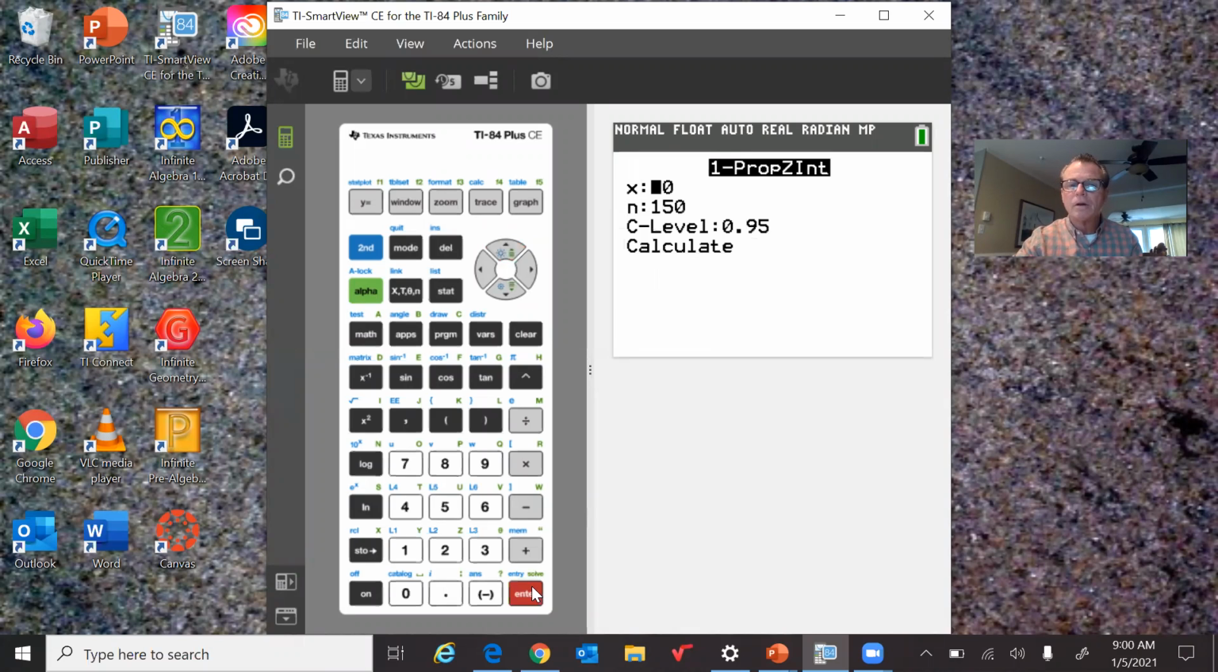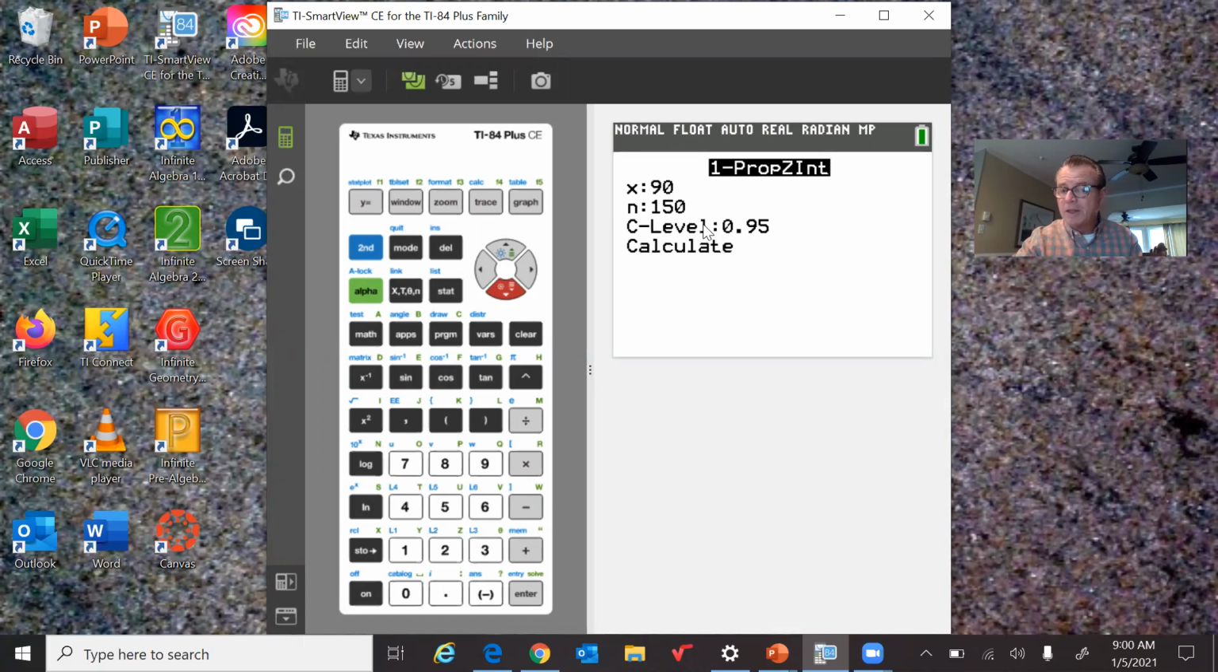Enter. Look what happens. The calculator brings forth the numbers. It brings them forward from your stat test 5, because those two go together. Stat test 5 and stat test A go together. One's a test and one's an interval. So the calculator loaded that data for you, and I get down here and calculate it.